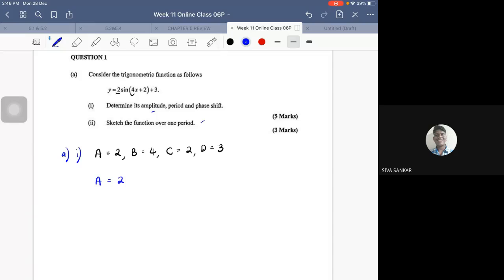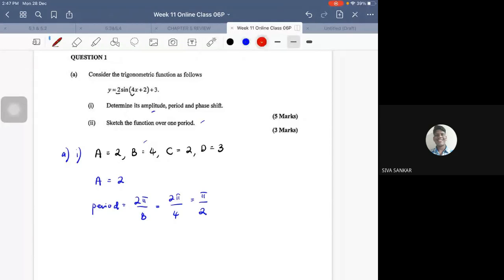Okay, kemudian the question asks you to find the period. All you have to do is use the formula, which is given by 2 pi over B. So apa kita punya nilai B? So nilai B adalah sama dengan 4. So for this case it's going to be 2 pi over 4, which simplifies to pi over 2.